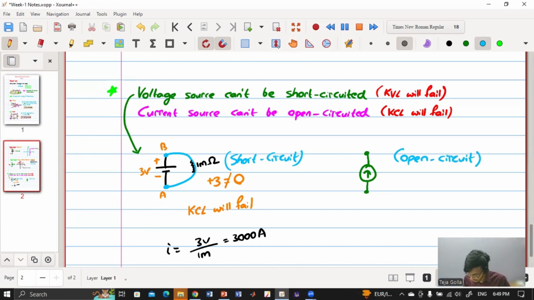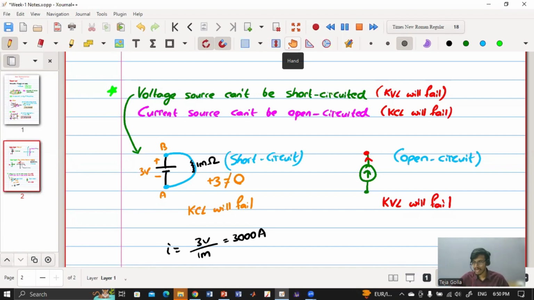So here KCL will fail. Why? Considering this as a node, the current entering should be the current leaving, right? But the current is not leaving. So here KCL will fail. That is why a current source cannot be open circuited. It should always be connected to some circuit. A voltage source can be open circuited, but it cannot be short circuited. Whereas a current source can be short circuited, but it cannot be open circuited. These are some of the important things that you should keep in mind.